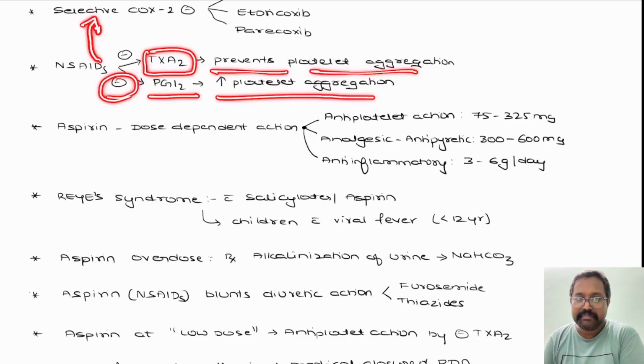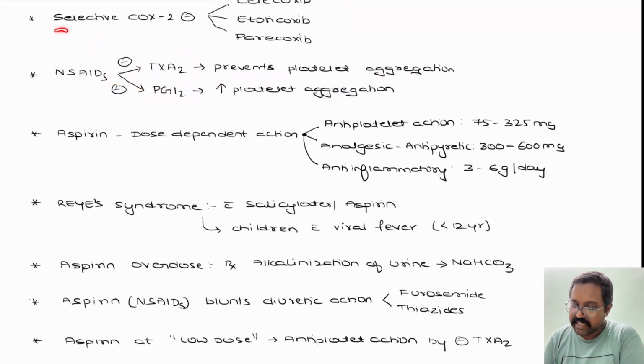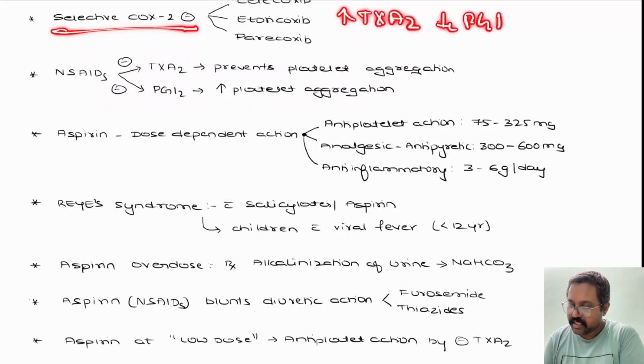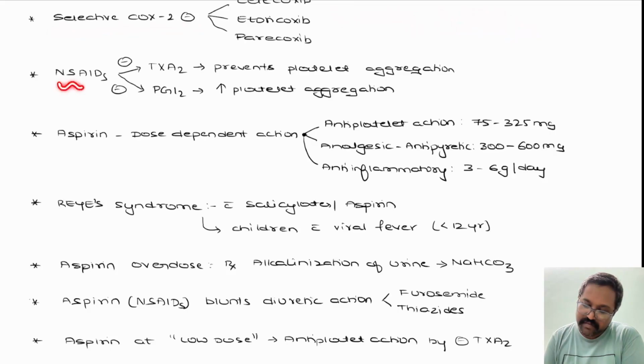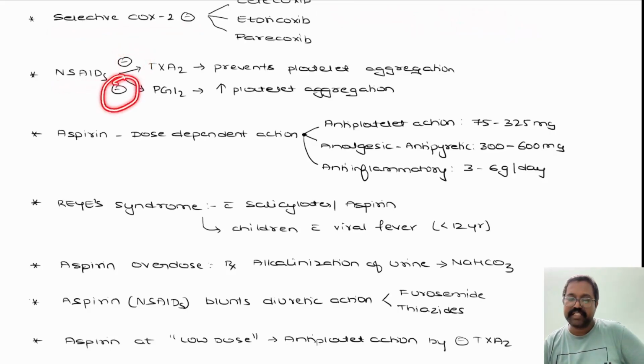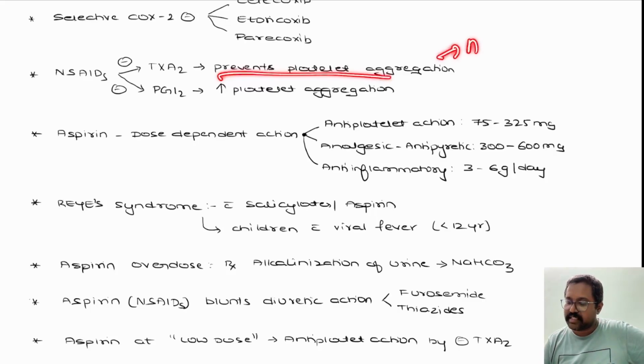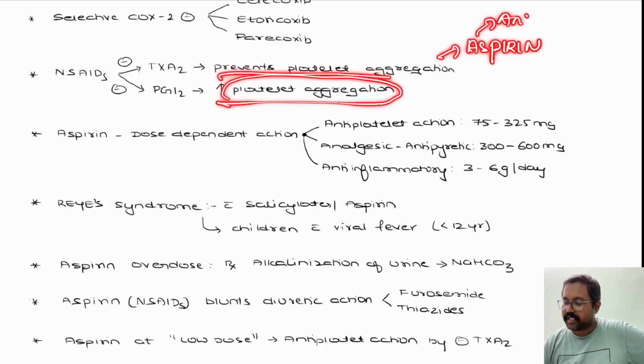Basically, selective COX-2 inhibitors increase the thromboxane activity and decrease the prostacyclin activity. Whereas when you give NSAIDs, they will inhibit both thromboxane A2 activity as well as PGI2 activity. Thereby what happens? It prevents platelet aggregation. One such example is aspirin. Thereby it has anti-platelet action.